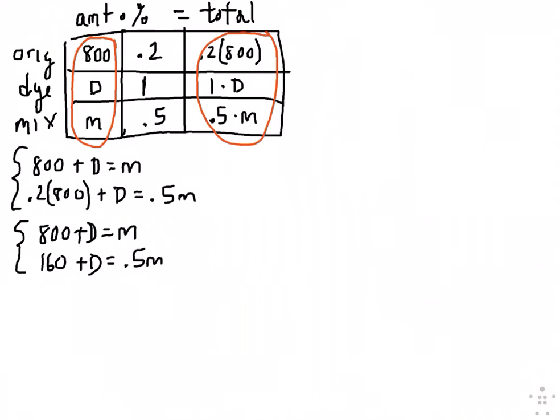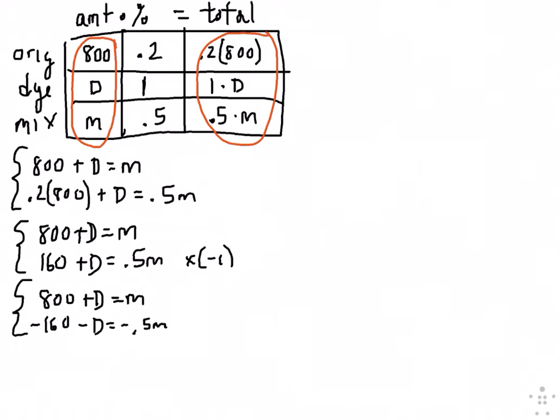Okay. So we could now multiply this bottom equation by -1. The reason is I want a negative D down there. I could subtract, but we make fewer mistakes if we multiply. So let's just do that. We have 800 plus D equals M. And the last equation, both sides by -1, I have -160 minus D equals -0.5 M.